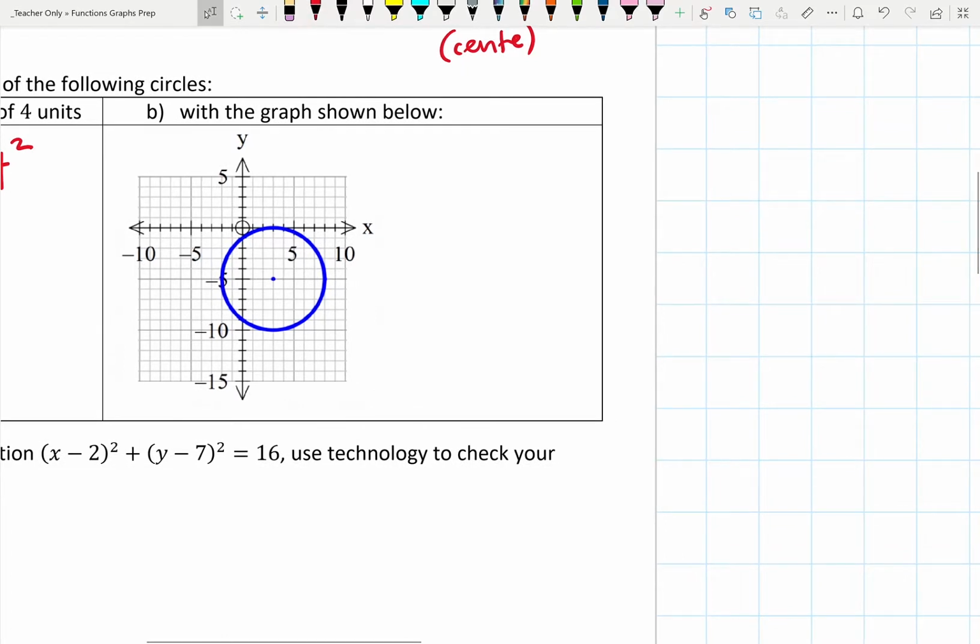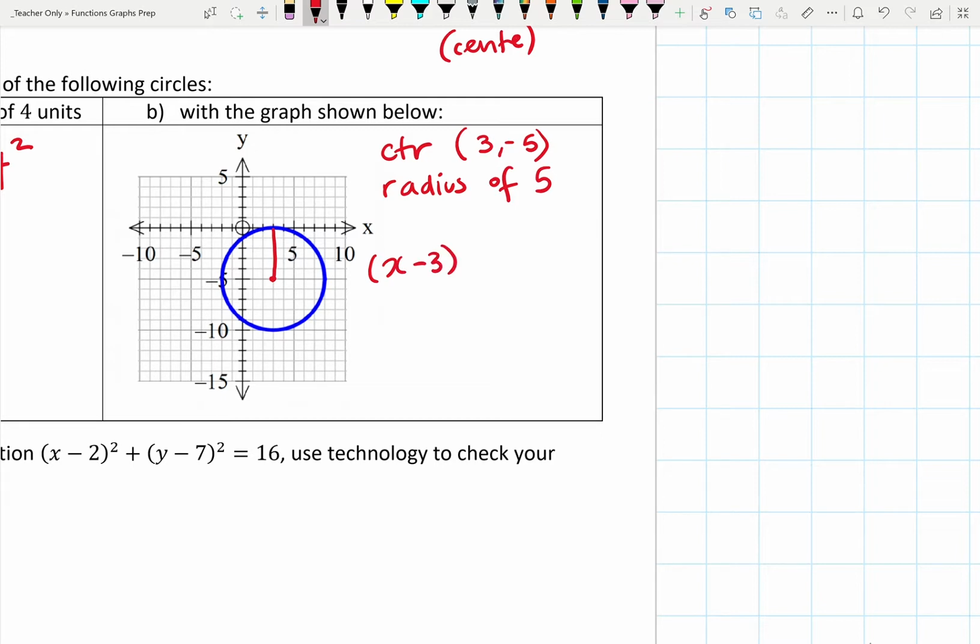With the graph shown below, we've got a centre of 3, negative 5, and a radius, here's a convenient radius, a radius of 5 as well. So that's going to give us x minus 3, the opposite sign, all squared, always plus, y plus 5, the opposite sign, all squared, equals the radius squared. Okay.